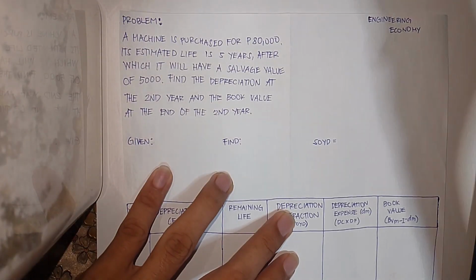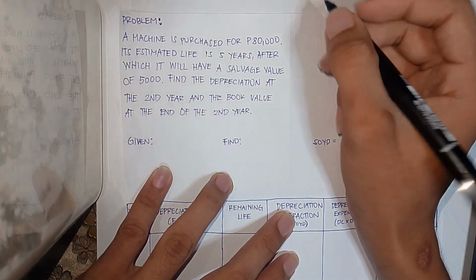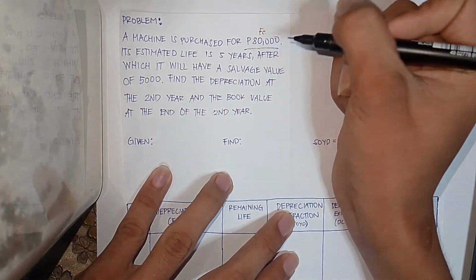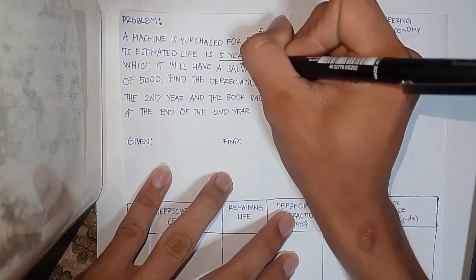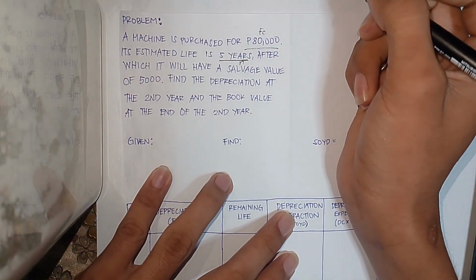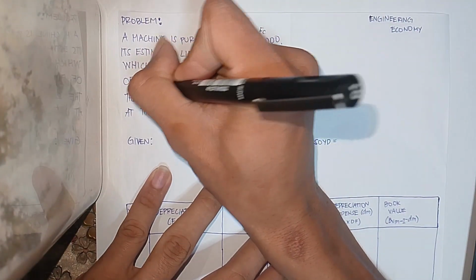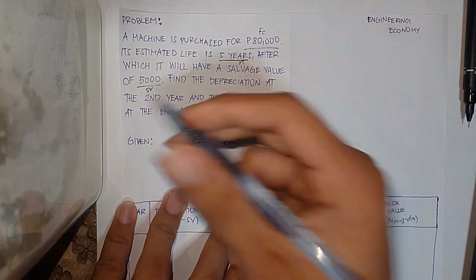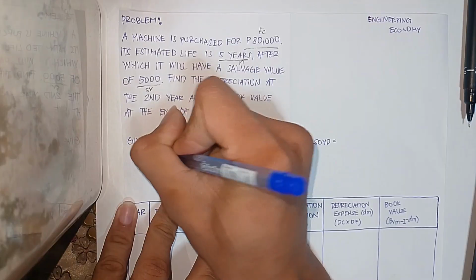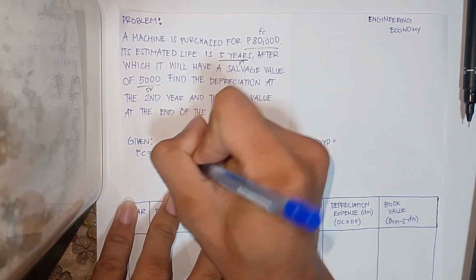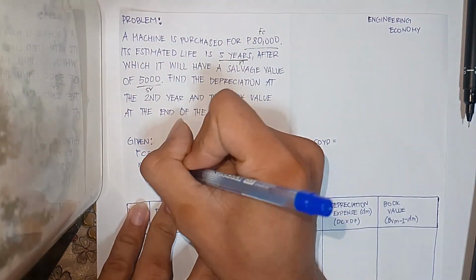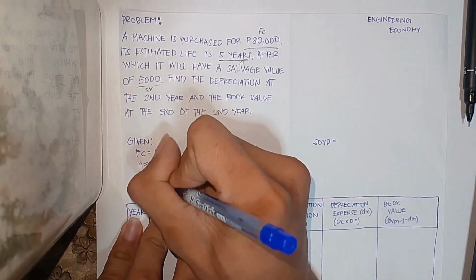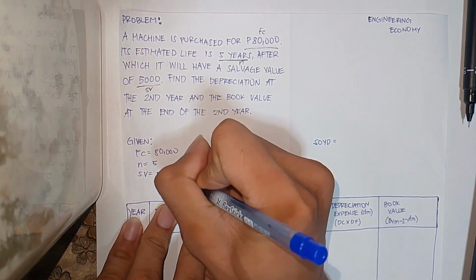Given. Our given is machine is purchased for 80,000, then estimated life is 5 years, which is our N, and salvage value of 5,000. This is our given. If C is equal to 80,000, N is equal to 5, then our SB is equal to 5,000.